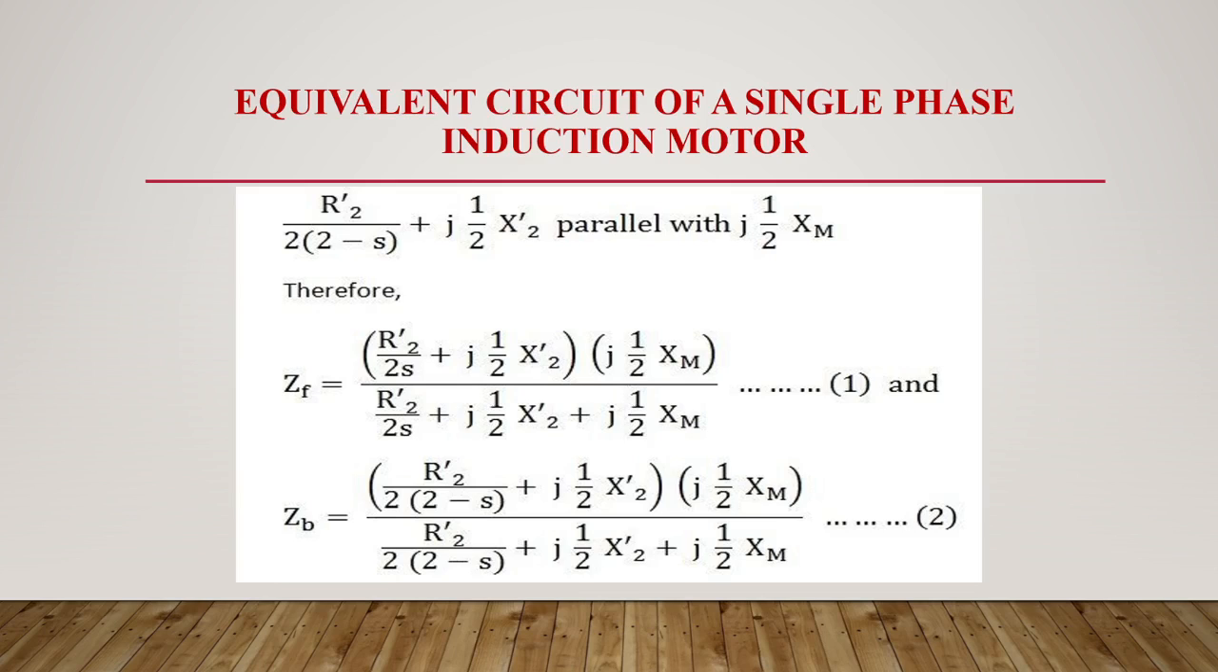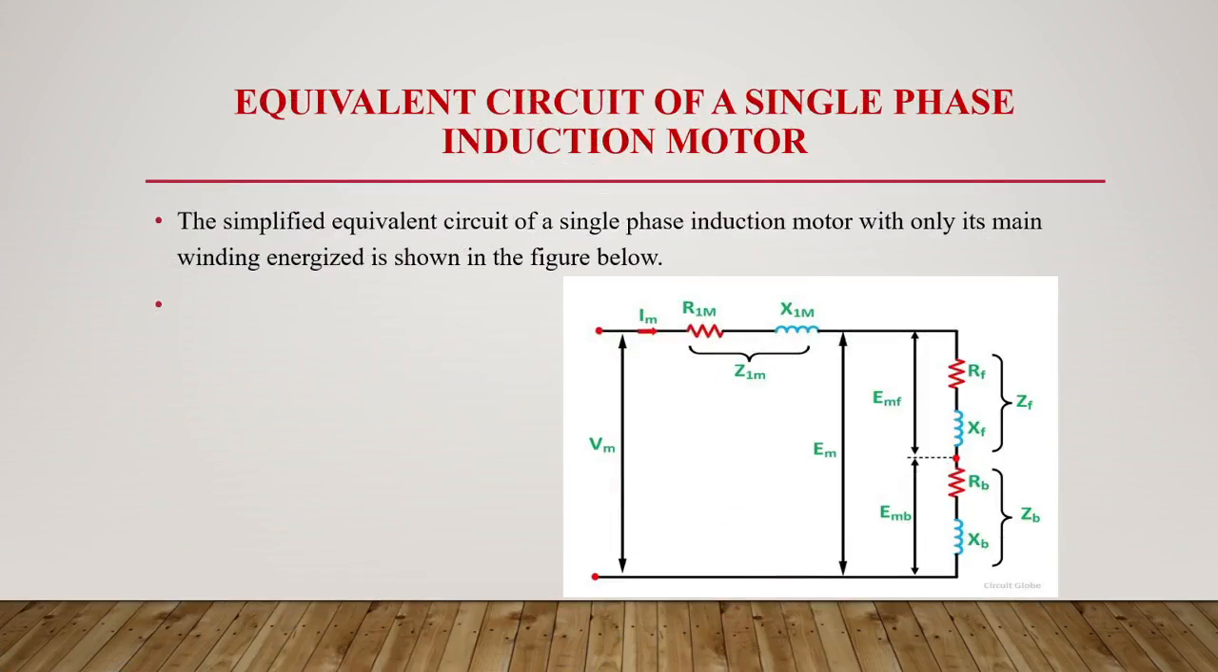Then we have found out ZF. ZF will be Z1 Z2 by Z, like that. Similarly we got here ZF and ZB. Then finally drawing the simplified equivalent circuit of induction motor with only main winding energized as shown below.